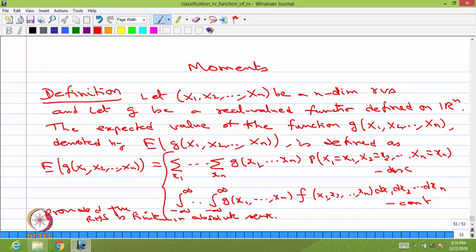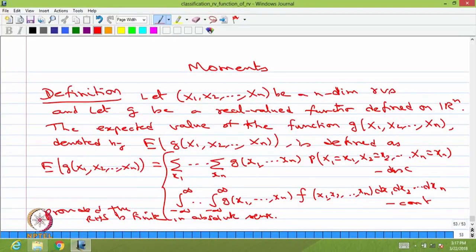This is the same thing we have done for only one dimensional random variable. When x is a random variable and g is a Borel measurable function, g of x is a random variable. One can find the value, that is expectation of g of x, with the summation if it is a discrete type random variable, integration if it is a continuous type random variable, provided the summation or integration is a finite quantity in absolute sense.